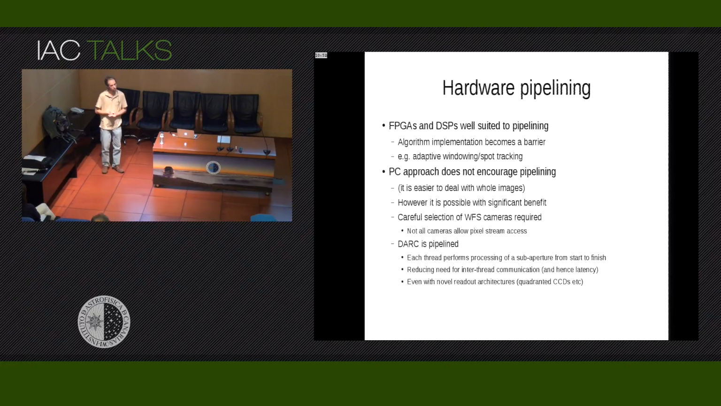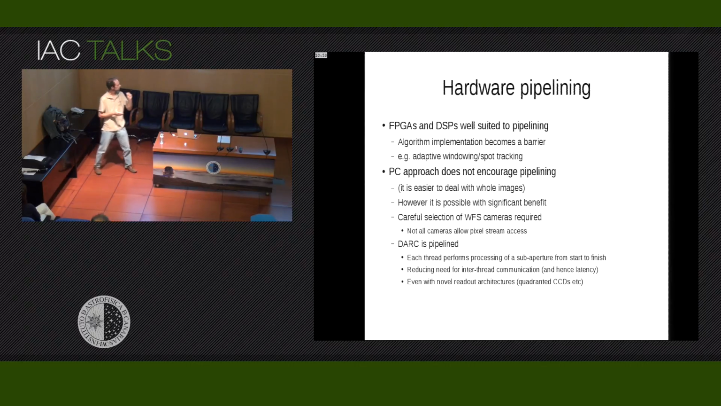The PC approach, on the other hand, doesn't really encourage this pipelining. It's easier to deal with whole images: take an image and then process it. That's the way PC processing generally is done. But pipelining is possible, and it does have a benefit. So DARC is pipelined in this way. DARC is able to do this.